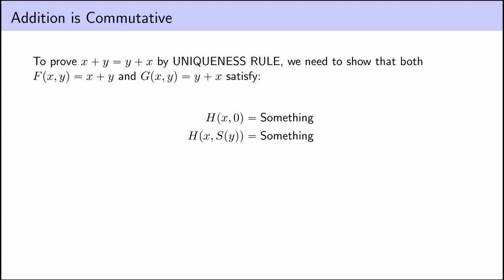Let's do another example, again from Goodstein, just because it takes some practice to get used to working with the uniqueness rule. Suppose we wanted to prove that addition was commutative. Again, we set up functions f and g representing the left and right-hand side of the equation that we're trying to prove. And then we have to come up with some sort of recursive definition that we can prove that both of them satisfy. Let's go with the function applied to x and 0 gives us x, and the function applied to x and the successor of y is the successor of the function applied to x and y.